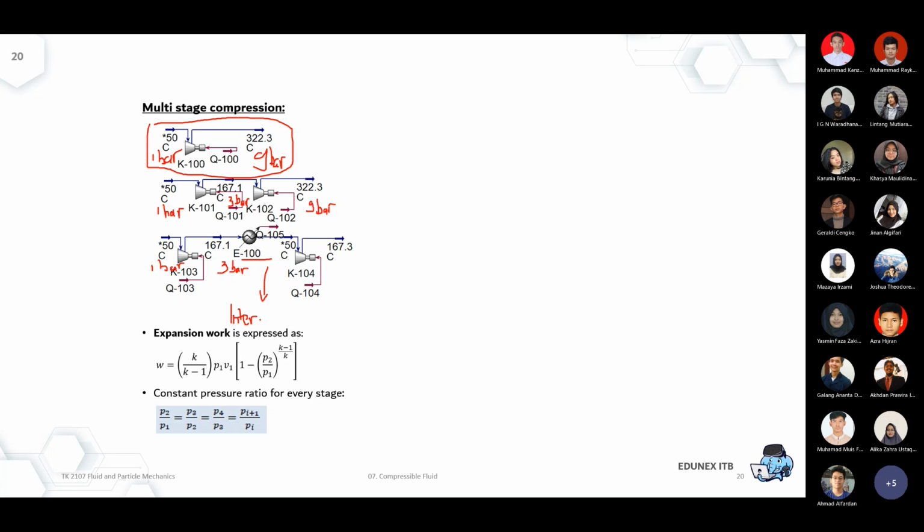So interstage, you cool it down back to the initial temperature. From 167.1 you cool it down again to the initial temperature of 50 degrees C. Then in the second stage you compress to 9 bar.